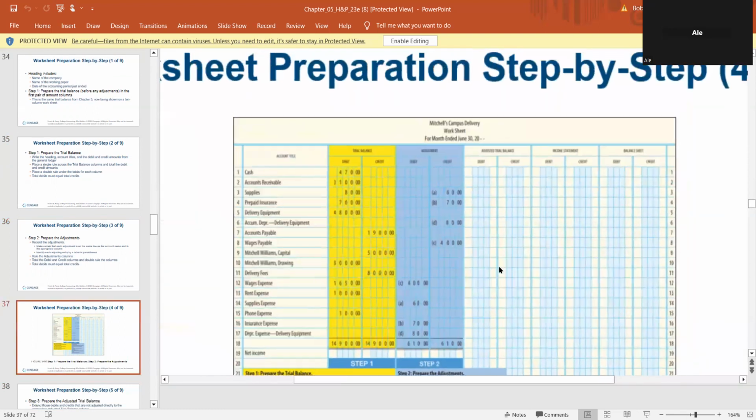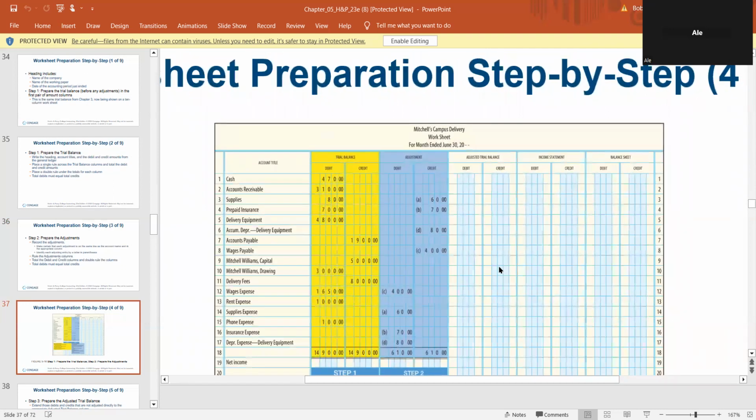Ta-da! Here is your 10-column worksheet. 1, 2, 3, 4, 5, 6, 7, 8, 9, 10. And Ali, I'll give you a tip on the test. For God knows what reason, they always like to ask what the columns numbers are.